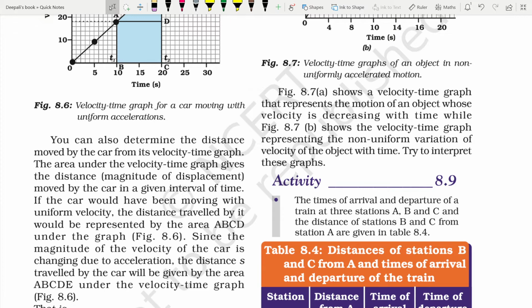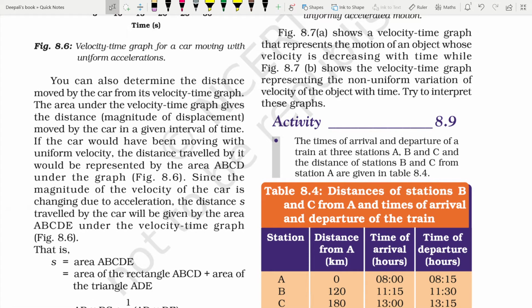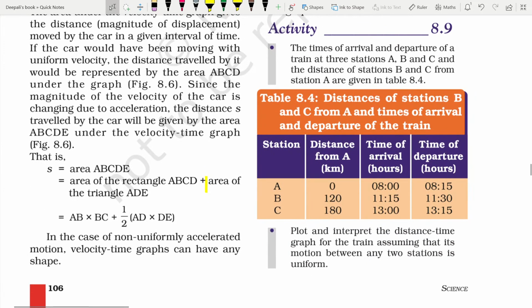If the car had been moving with uniform velocity, the distance traveled by it would be represented by the area of ABCD under the graph. Since the magnitude of velocity of the car is changing due to acceleration, the distance S traveled by the car will be given by the area ABCDE under the velocity time graph. So S is equal to the area of ABCDE, which is equal to the area of rectangle ABCD plus the area of triangle ADE, which is equal to AB into BC, length into breadth, plus half base into height of the triangle.